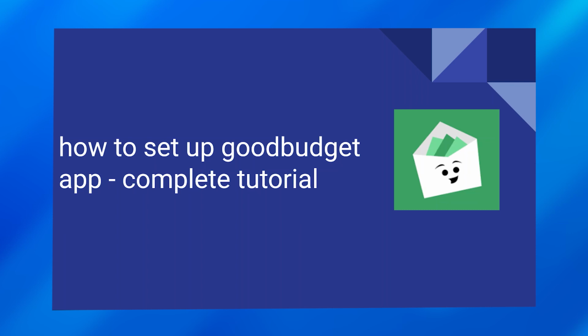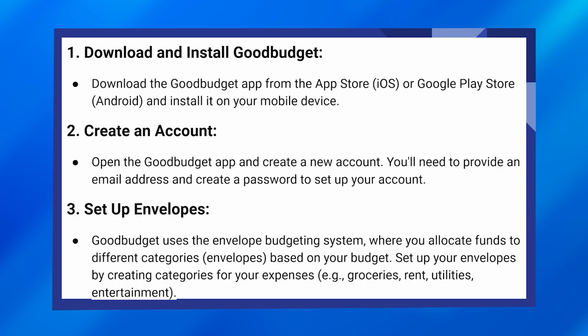Setting up a Goodbudget app is very easy to do. Today I'm going to show you how to do it. Download the Goodbudget app from the App Store or Google Play Store and install it on your mobile device. Open the Goodbudget app and create a new account.